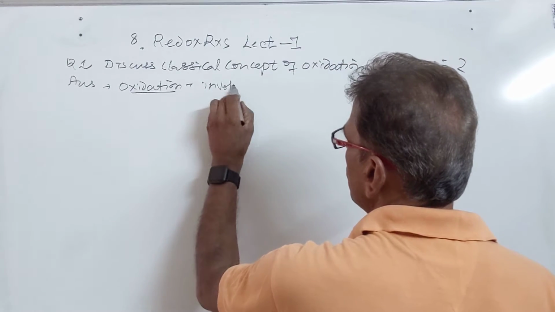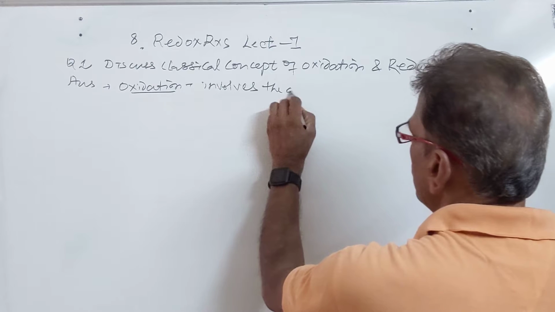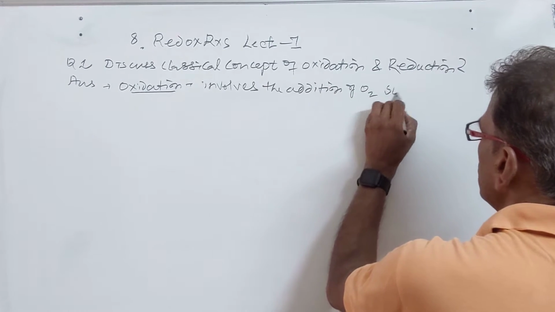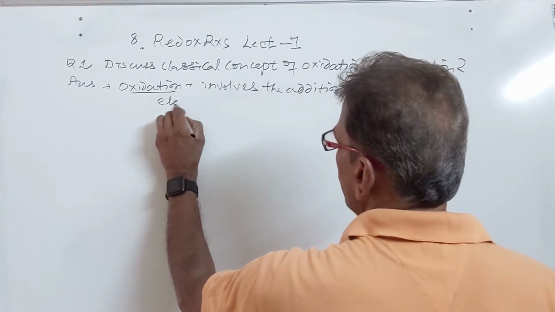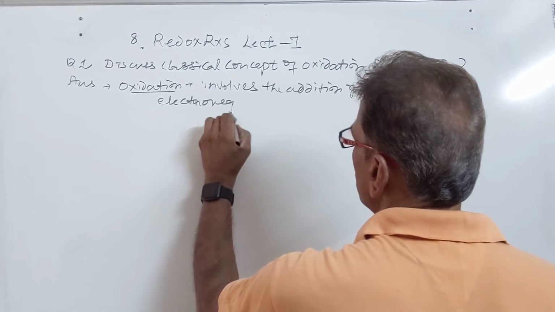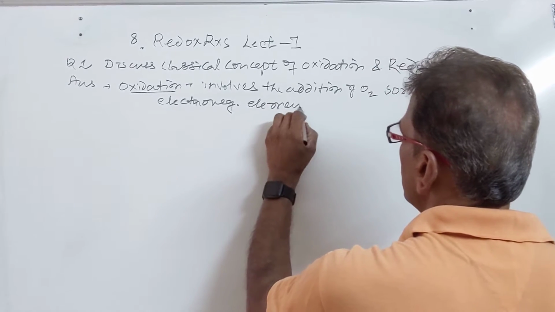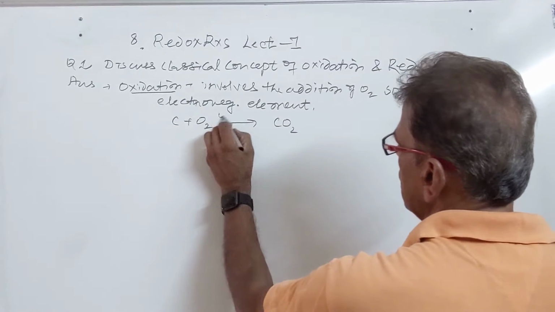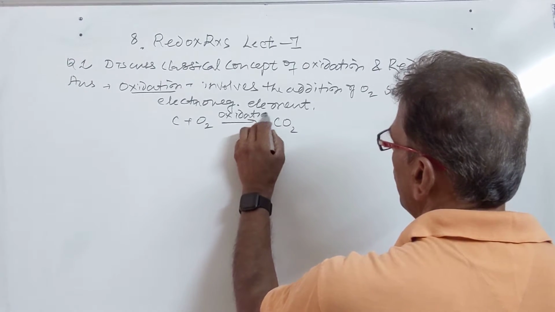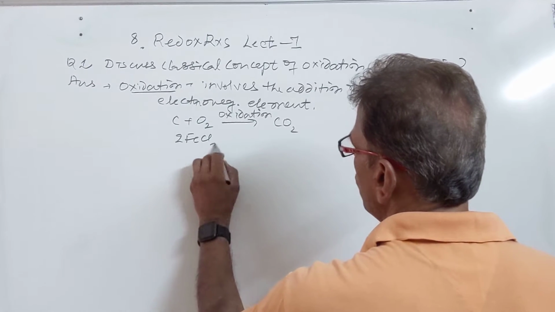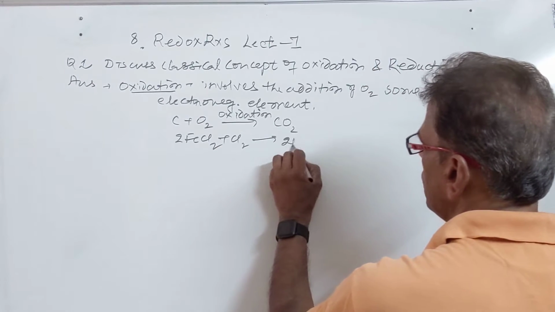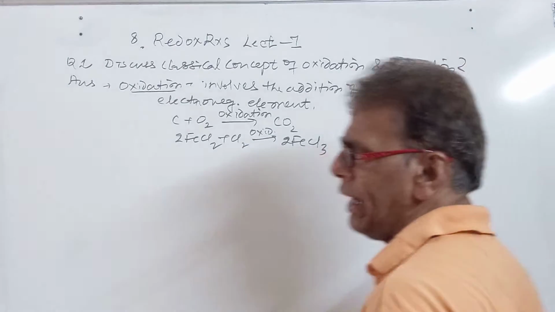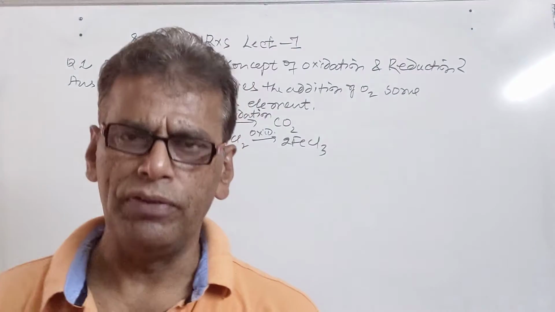involves the addition of oxygen or some electronegative element. For example, C plus O2, oxygen is added to carbon, this is oxidation. Then we have 2FeCl2 combines with Cl2 to give you 2FeCl3. Electronegative element chlorine is added, so this reaction is called as oxidation.